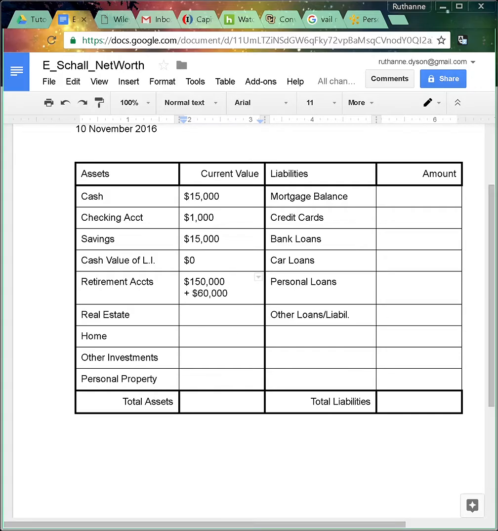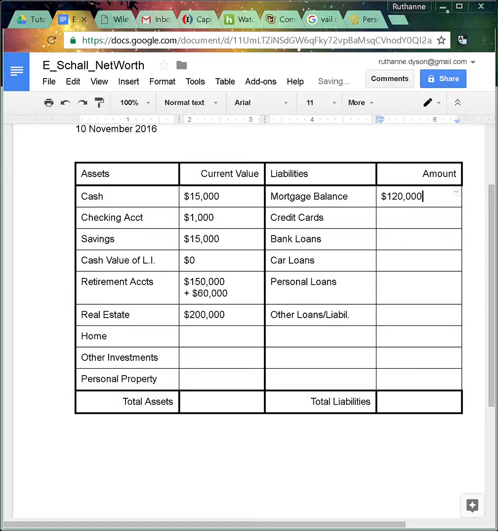Okay, moving on. His house is worth $200,000 and the remaining mortgage balance is $120,000. So we have now seen our first liability. So we're going to go over here to real estate, and we're going to put that $200,000 on because that's how much his home is worth. And then we're going to go over here to mortgage balance under liabilities, and we're going to put $120,000.